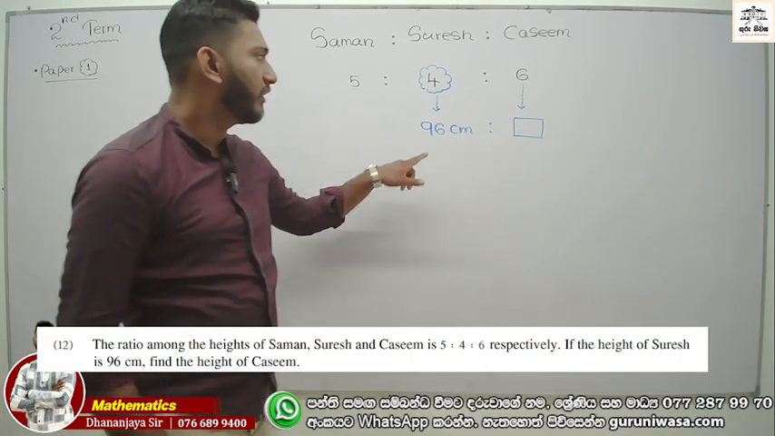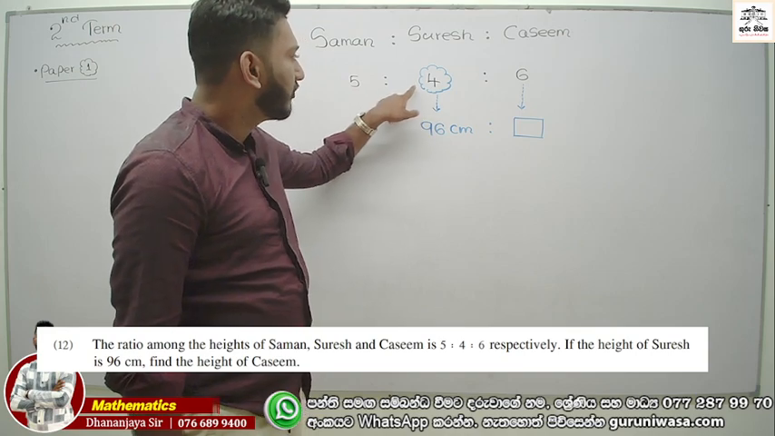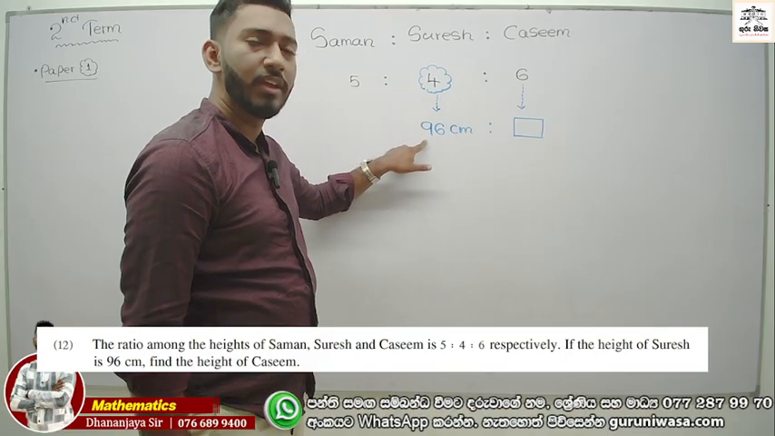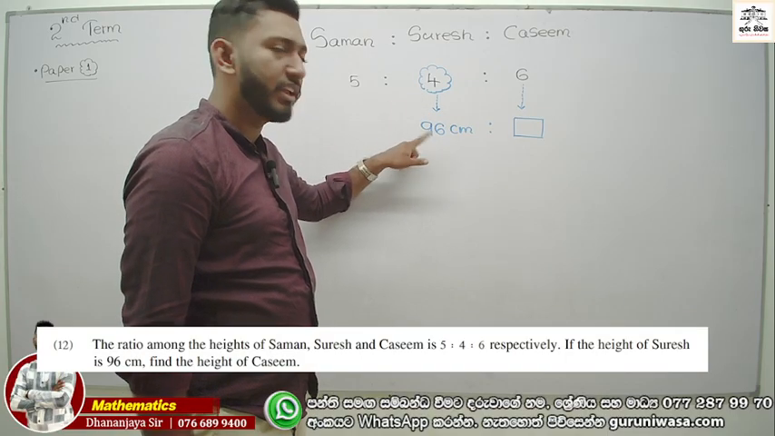Right? Now in this question here is a 4. Therefore 4 parts is equal to 96. And you can use the unitary method. You have to find the answer for a 1.